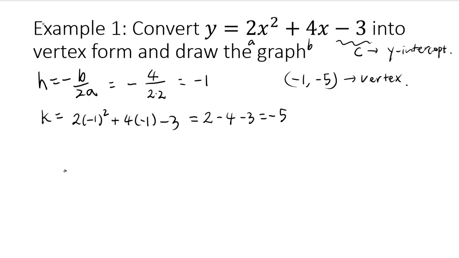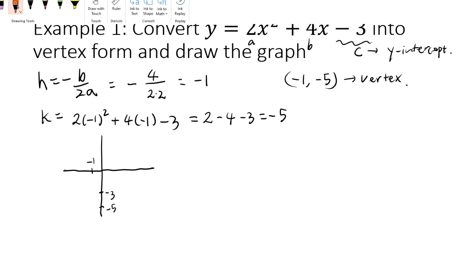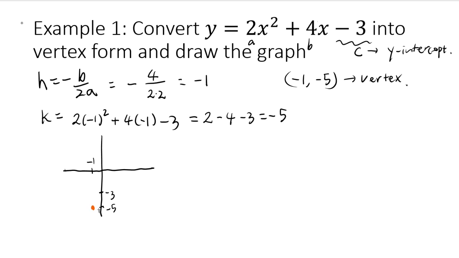So you can already draw the graph, because here is -1, -5. And -3 is right here. That's your y-intercept. And you can draw the graph as -1, -5 is this point. That's your vertex. And because it has to pass through this point, it better be going like that.